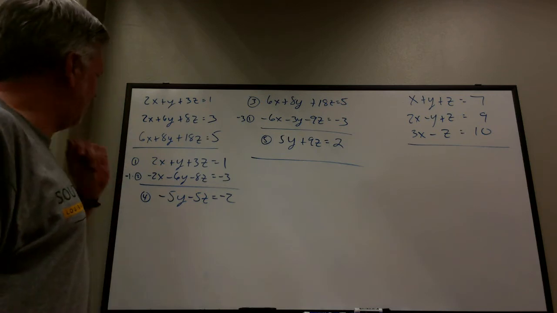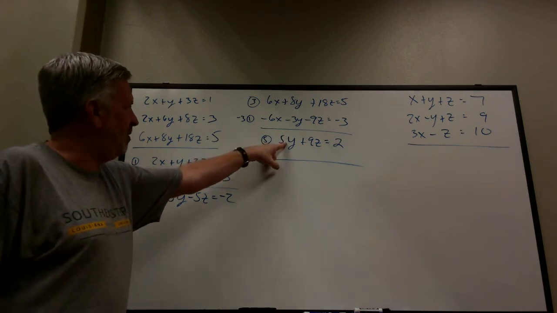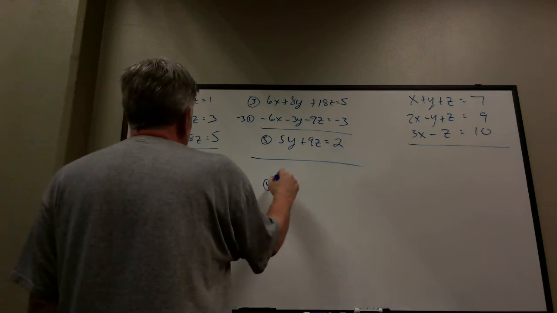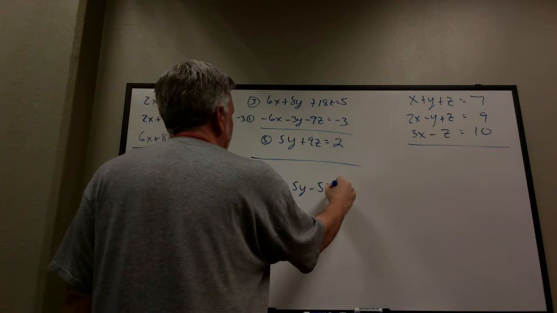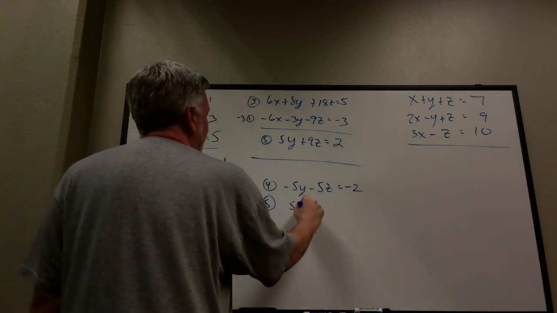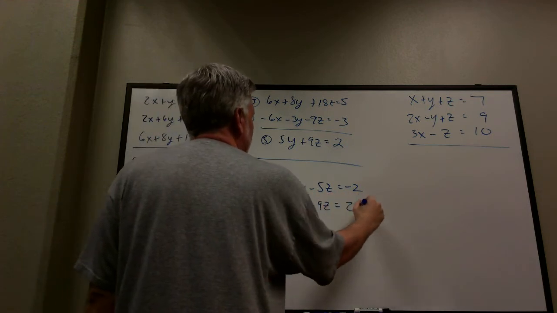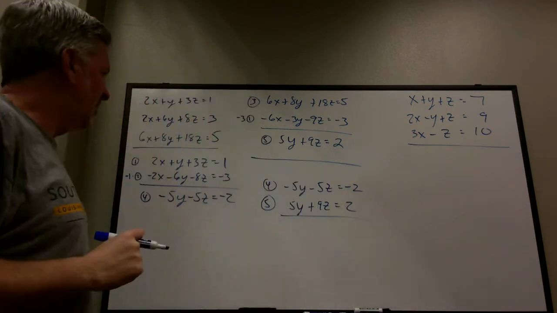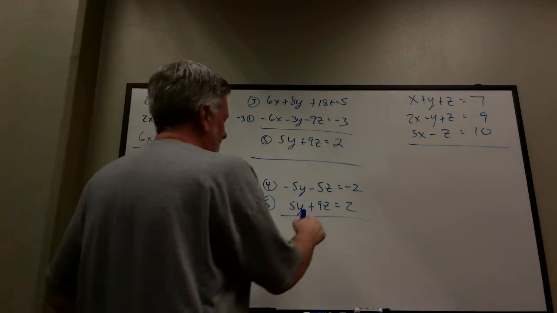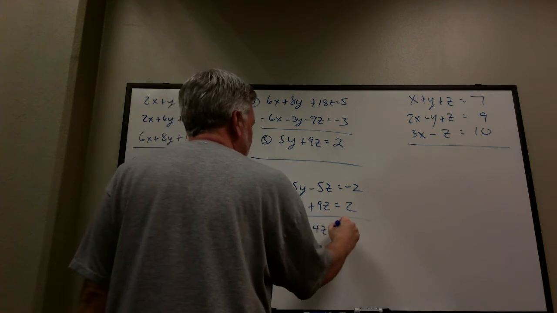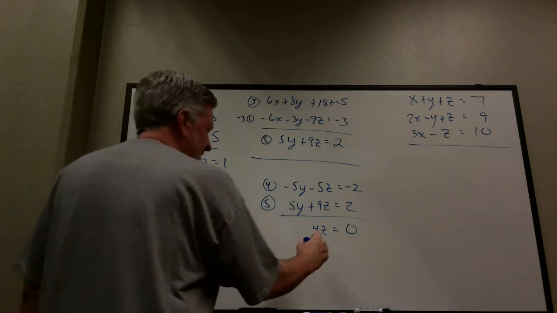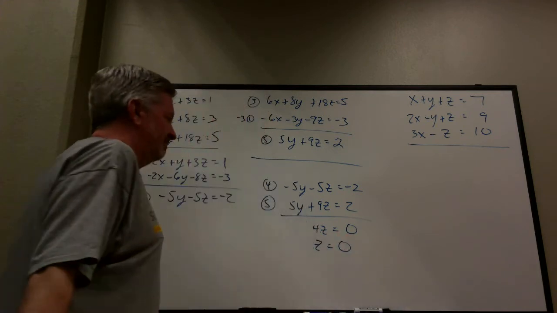And notice we got lucky, this one's just set up perfectly. I have a 5y here and a minus 5y here. I don't have to do any adjusting. So if I put equation 4 here, minus 5y minus 5z is -2. And equation 5 here, 5y plus 9z is 2. All right, let me check my work. Okay, and now when I add, I get 0. 9z minus 5z is 4z, and -2 plus 2 is 0. And so if you divide both sides by 4, you get z is 0.